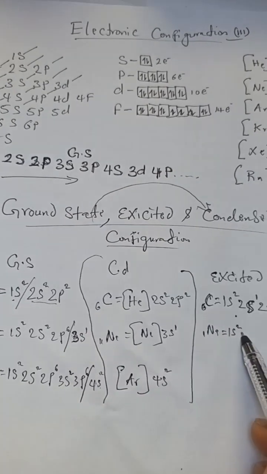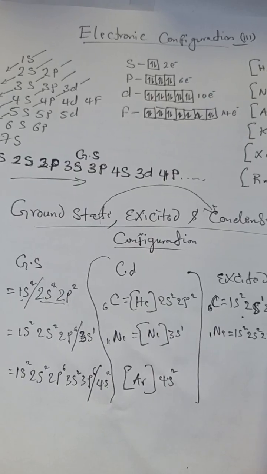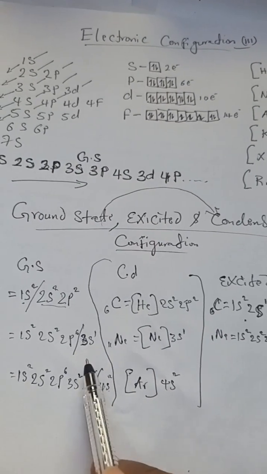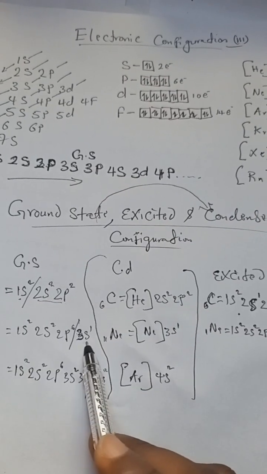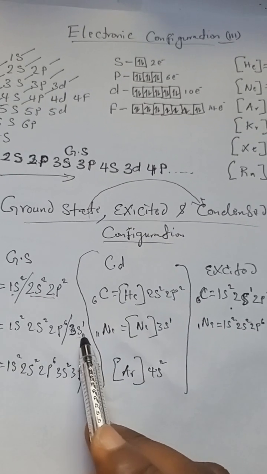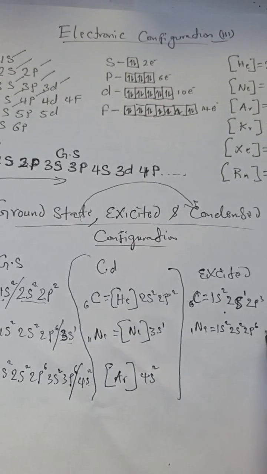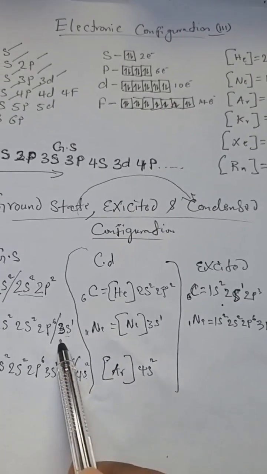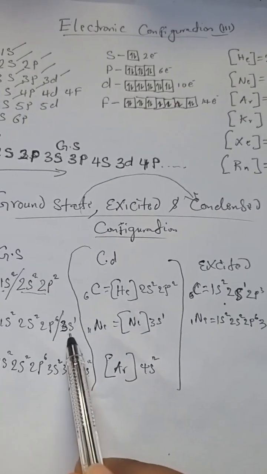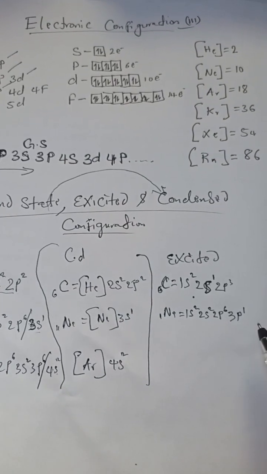1s2, 2s2, 2p6. Now we are supposed to have 3s1, but because this 3s is a lower energy level, the electron will jump from 3s1 to 3p. So it will not be 3s1, it will be 3p1. So the electron has jumped from this 3s to the next orbital. So we now have 3p1.